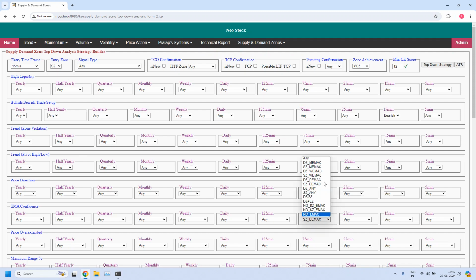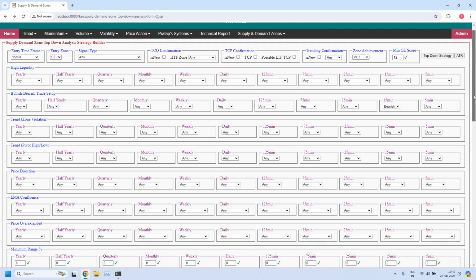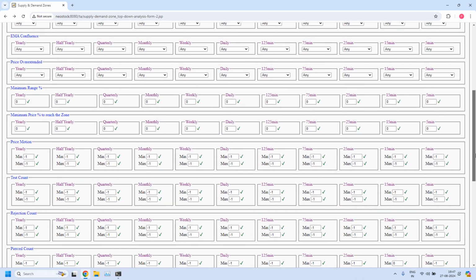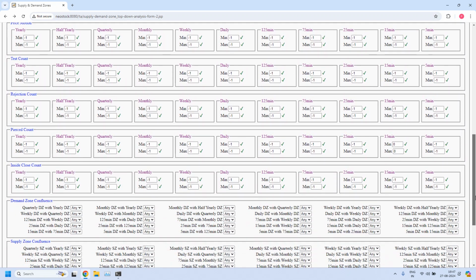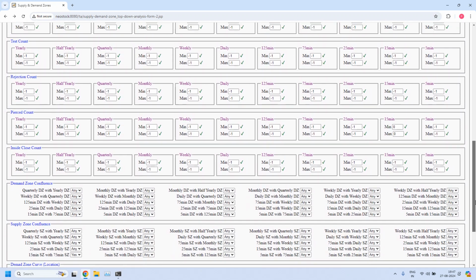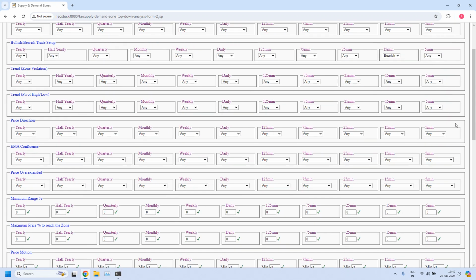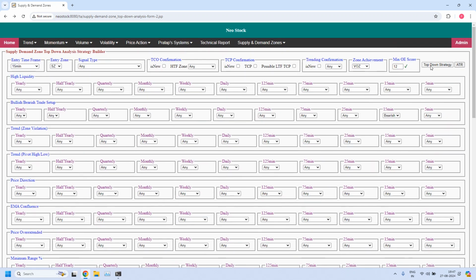First I am removing this filter. So what I am doing, adding a HTF confluence. HTF is a daily. So already 15 minutes 75 is enabled. So 15 minutes supply zone with daily supply zone, I am enabling this filter. And also 75 with daily also I am enabling. So now LTF, ITF, HTF confluence we are verifying.